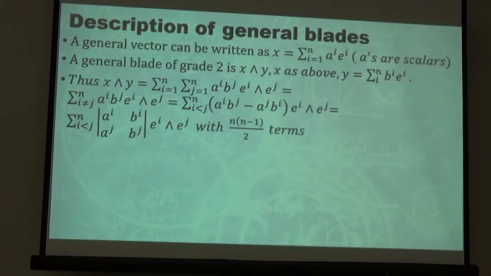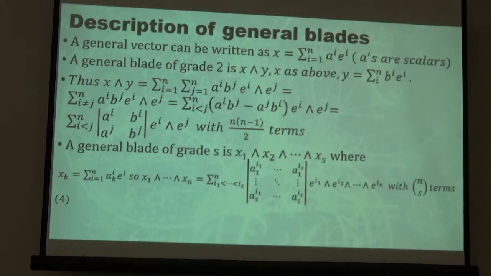So if we look at this part here, we have the sum where i is not equal to j. All right, so we have a_i b_j e_i wedge e_j, and then we can look at this as a sum where i is less than j to n, and we see we get this, and this we can see is similar to the determinant. So we can say that the whole thing has n choose 2 terms. That means that this sum has that many terms.